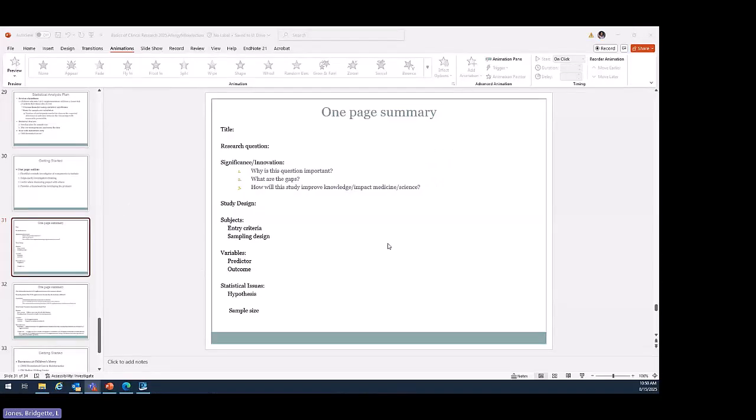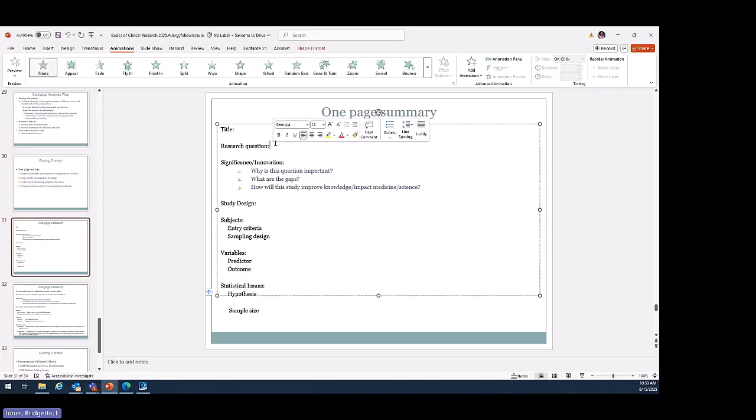Okay, can you see now the one-page summary in the non-presenter mode? Yes, we can. Okay, all right. So let's walk through this. Let's see, can I still type here? Yeah, so let's walk through this.